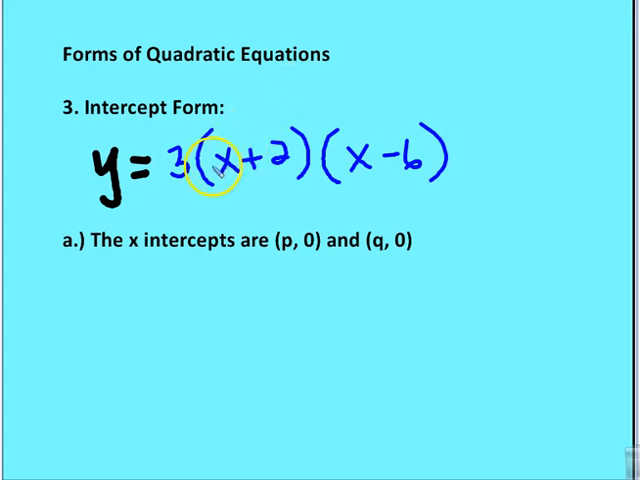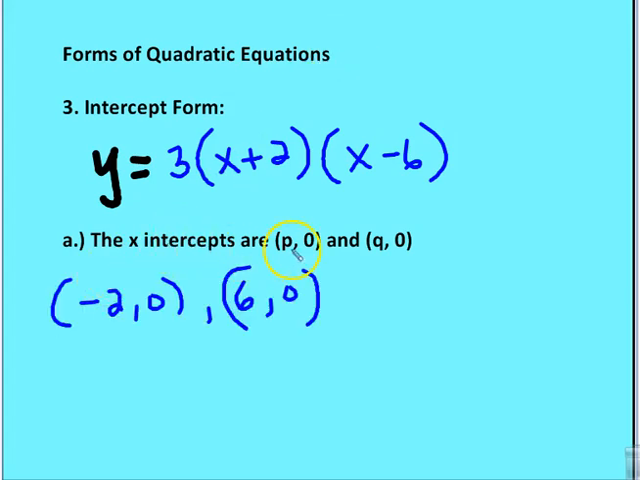Let's take care of one more. I'm going to give you the function in intercept form. You can do the work, and then we'll come back and check it. I'll give you a moment to do your work. Pause here, and you come back and let's check your work.